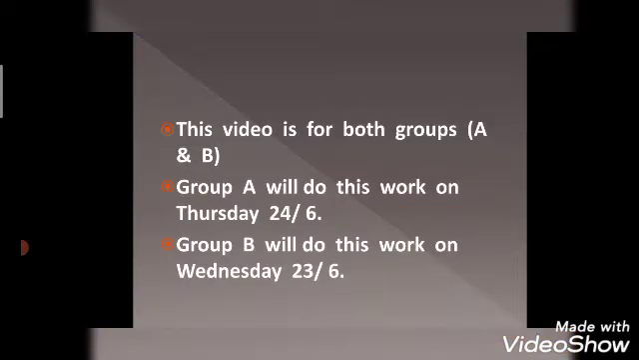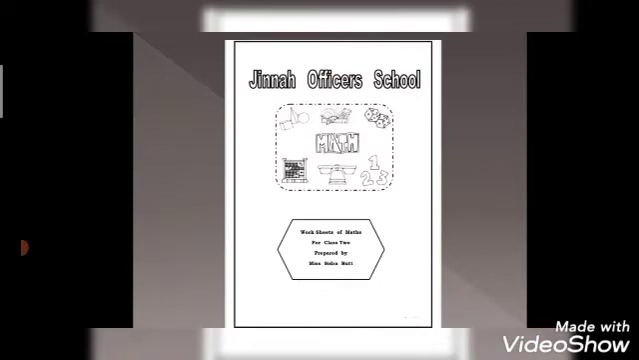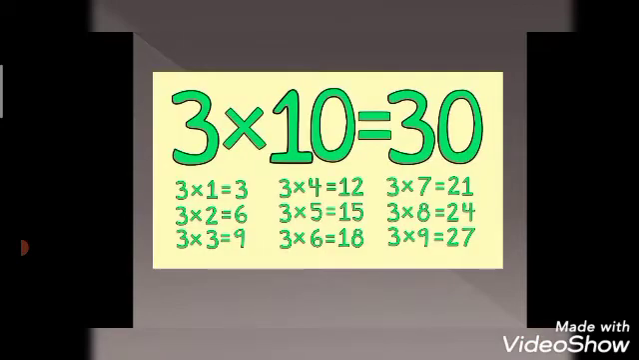This video is for both groups, group A and group B. Group A will do this work on Thursday 24th June 2021 and group B will do this work on Wednesday 23rd June 2021. Today we will do page number 58 and 60 of the Math School Workbook. This is your Math School Workbook and today's topic is the 3 times table.